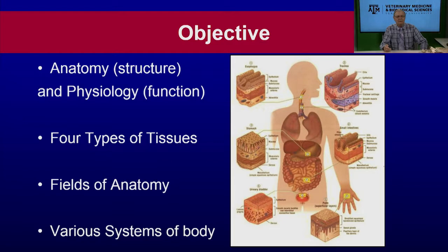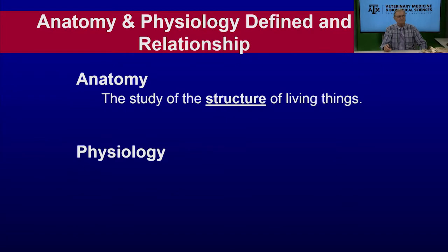Basically, we want to start with anatomy, what's the definition of it, and physiology, and talk about four types of tissues that are in the body, and then a little bit about the fields of anatomy, and then various organ systems of the body. We'll go through different organ systems.